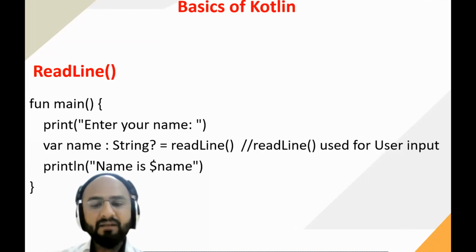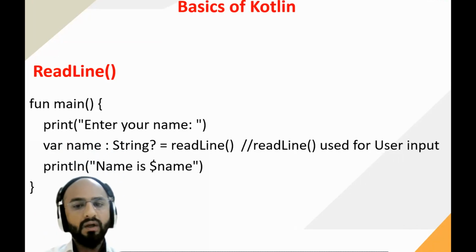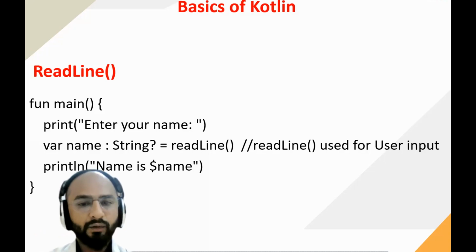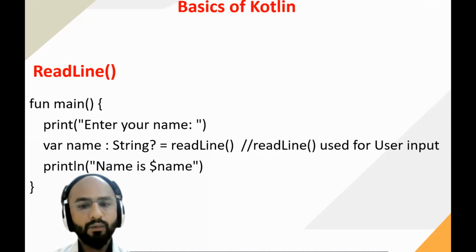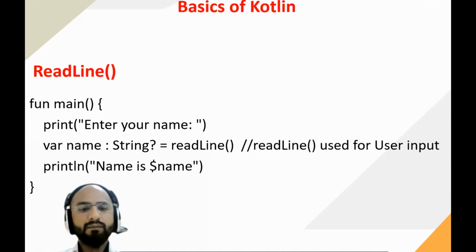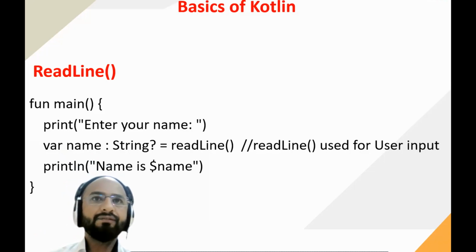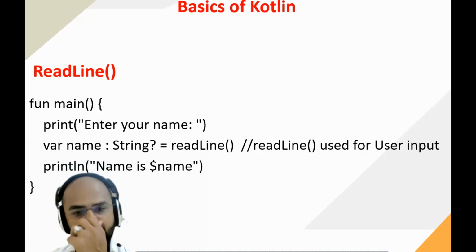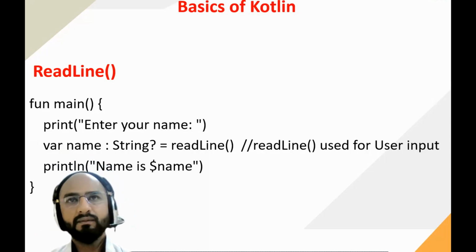A readLine function is available in Kotlin also. If you want to read data from the console, the readLine method is there. Say for example, function main, print enter your name. Now we are asking for the name from the console. Variable name colon String question mark equal to readLine. The question mark is a null safety operator. We will discuss this point later on, but currently I'm just telling you about the question mark.